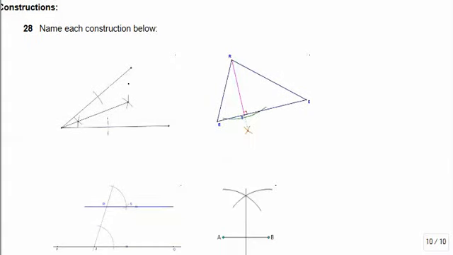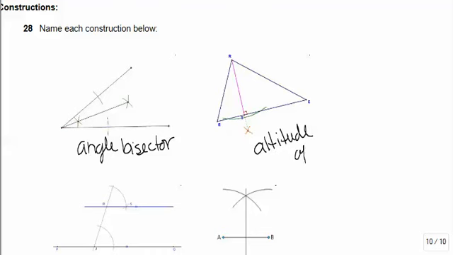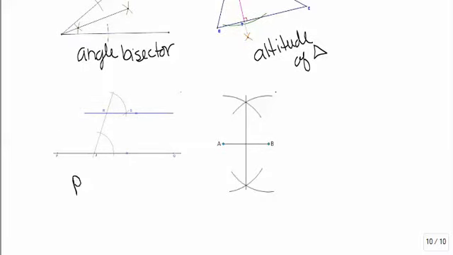Name each construction below. This one is an angle bisector. This is the altitude of a triangle. This one is a parallel line. And this one is perpendicular, bisector, midpoint, all of those things.